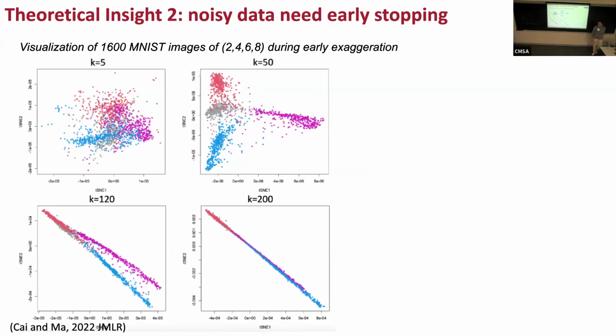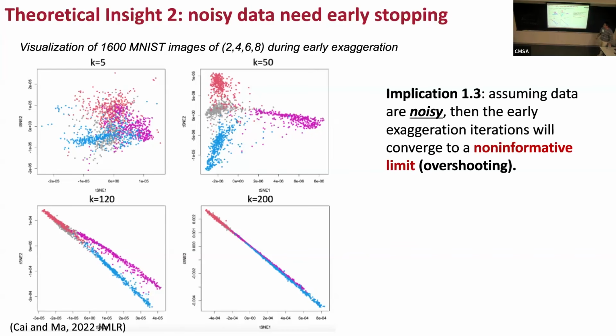non-informative. And this is because when you have noise, you really do not have a nice null space for the Laplacian. Using the same argument, we can show that if your data are really noisy, the limit of this early exaggeration becomes very non-informative. We call it overshooting, because we can see that early in the stage, there is already something informative. By running it too many times, you actually lose that information.